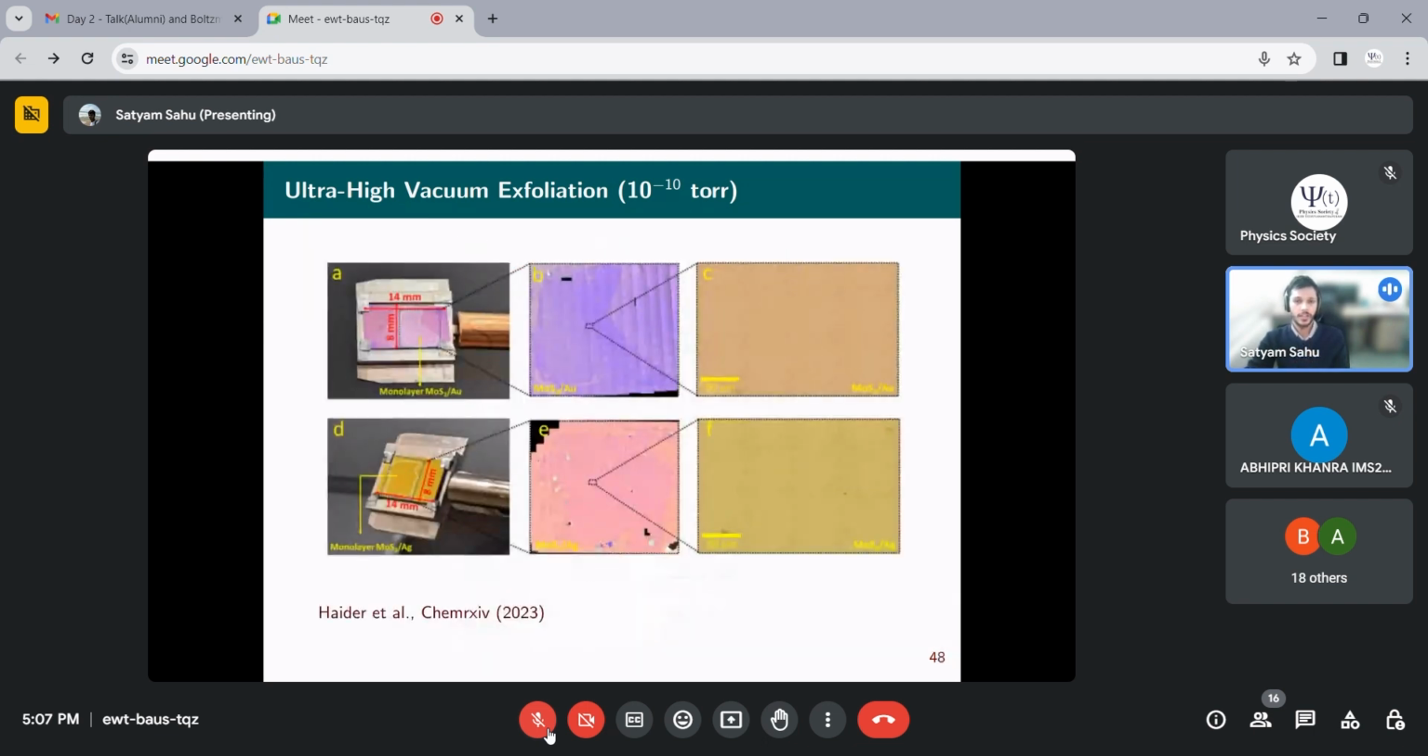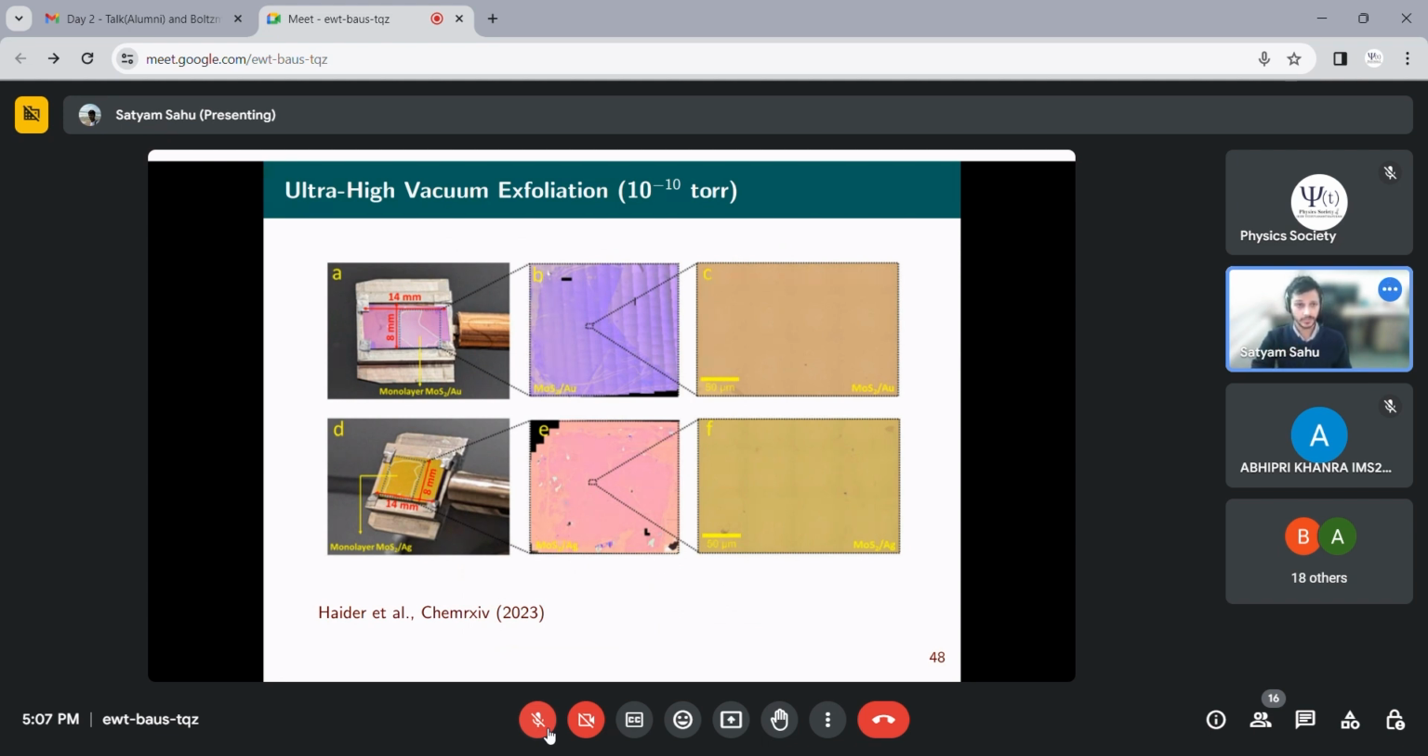And here are some of the exfoliated flakes already. Here we exfoliated molybdenum sulfide on gold. You can see the very large size flake, and here we have the zoomed in version of a small area, and it looks like the flake is very clean. Similarly, we tried to exfoliate molybdenum sulfide on silver as well, and apparently for silver it also works amazingly. So that's one thing we have recently developed.